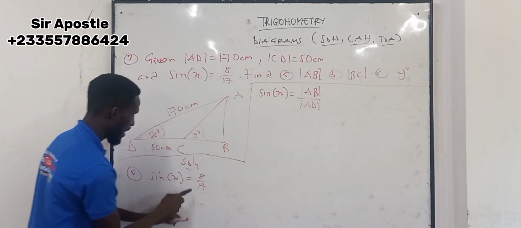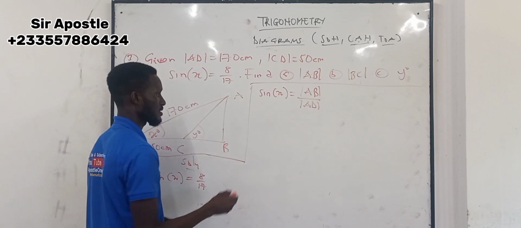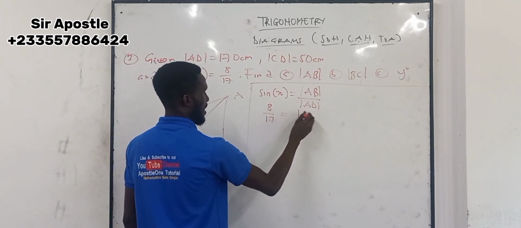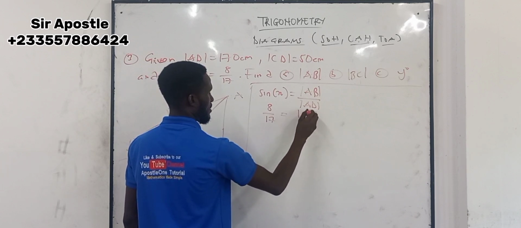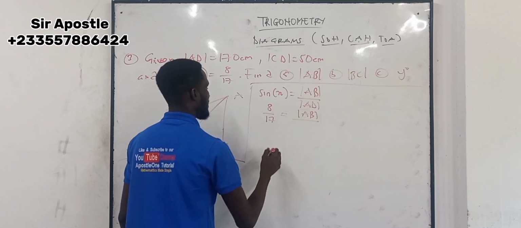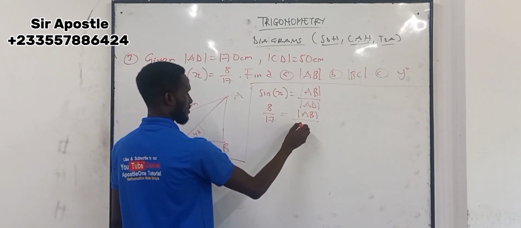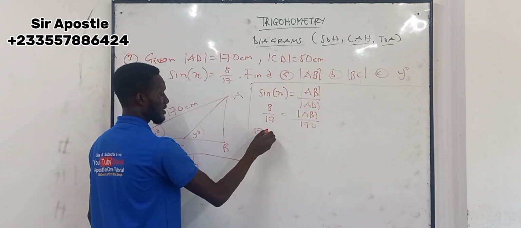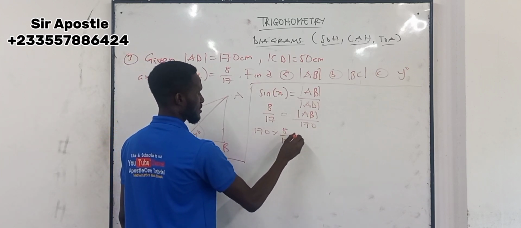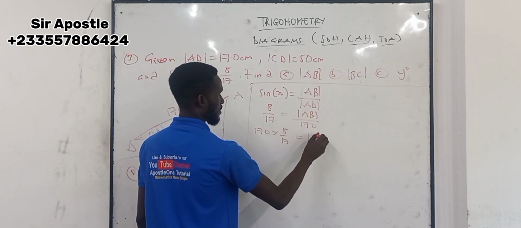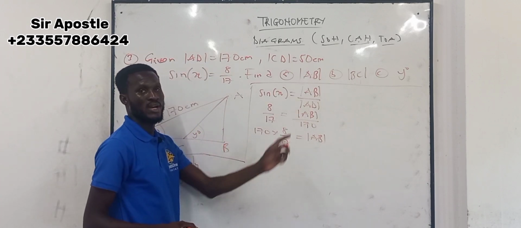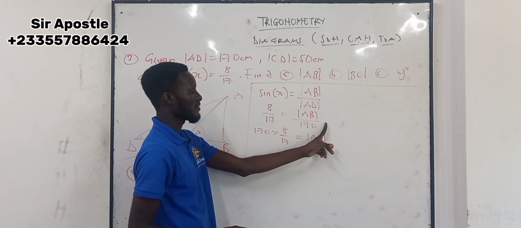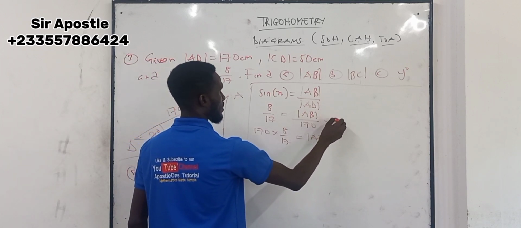Now what is sine X? Sine X is 8 out of 17. So this one is 8 out of 17 is equal to AB divided by AD. AD is 170. So I can just multiply through by 170. So I'm going to have 170 times 8 over 17, which will give us AB. You multiply here by 170, you multiply here by 170. 170 will cancel 170.